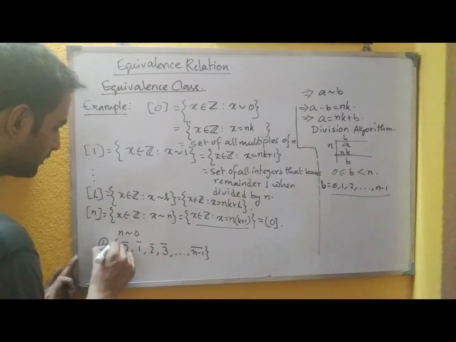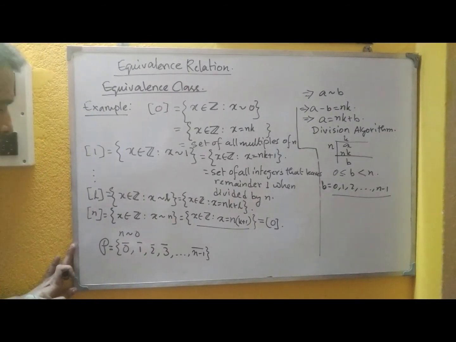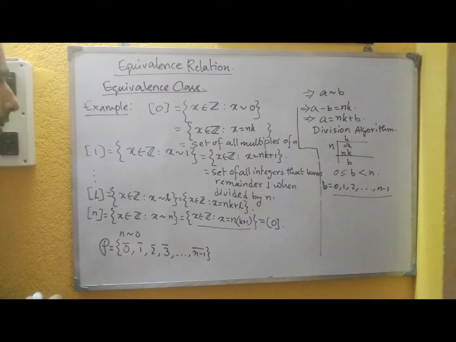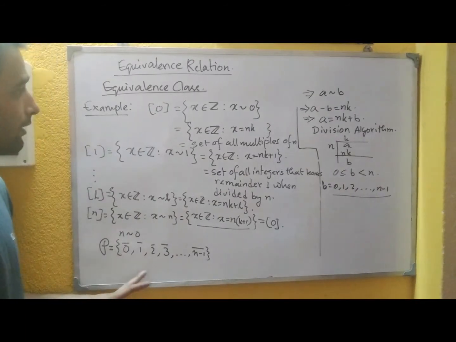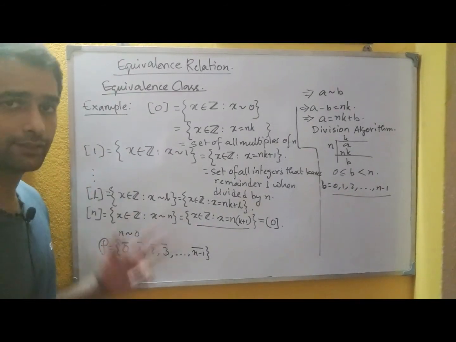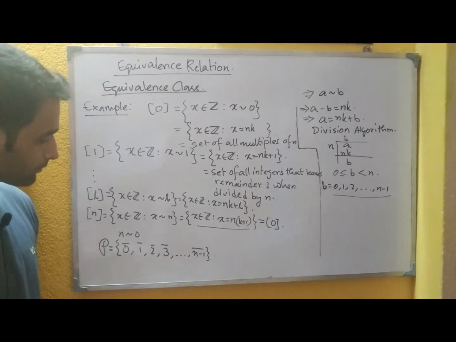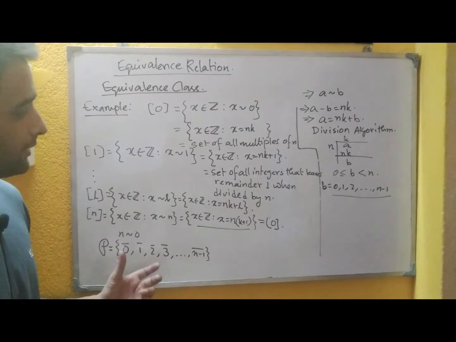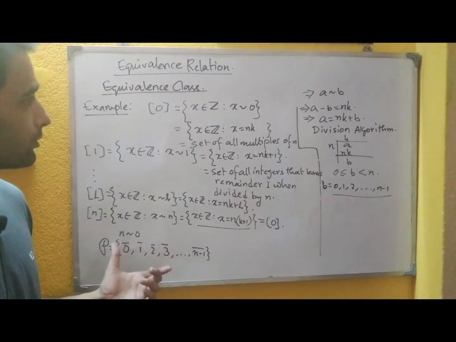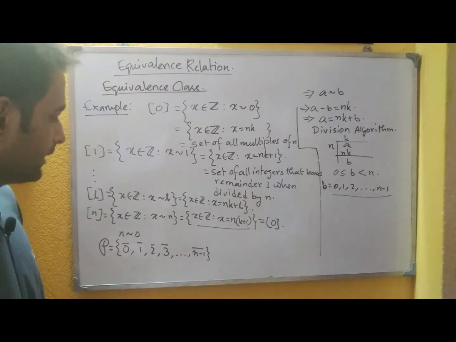This is the collection of the equivalence classes, and this will provide a partition on the set of integers when this modulo relation is defined on the set Z. Okay, so this is how Z looks when we impose an equivalence relation on the set.